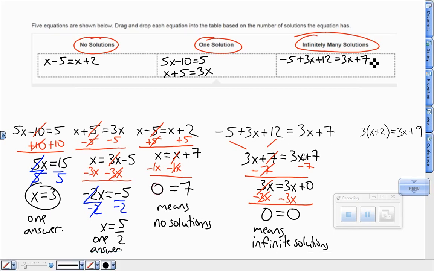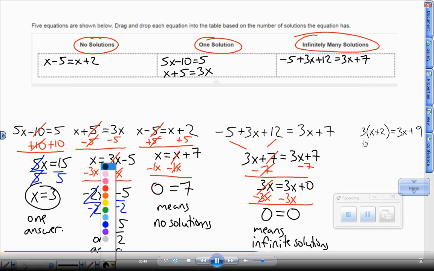And then the last one, 3 times x, 3 times positive 2 gives me 3x plus 6 equal 3x plus 9. And again, for my high achievers, eventually you'll start to just see that is going to be a no solution, because here I'll multiply the same number by 3, but then one side I'll add 6, one side I'll add 9. They'll never give you an equation or a solution.